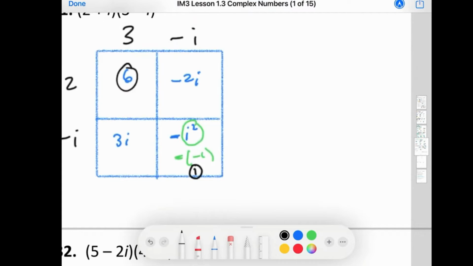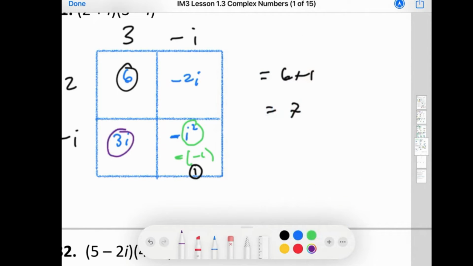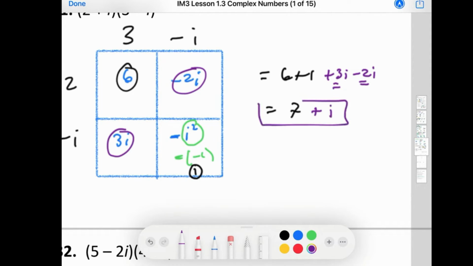So let's go ahead and combine like terms. I have 6 plus 1, which gives me 7. I have 3i minus 2i. Those are like terms, so I just look at the numbers in front. That just becomes 1i, or just plus i.